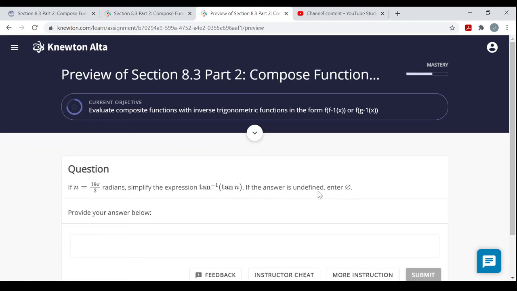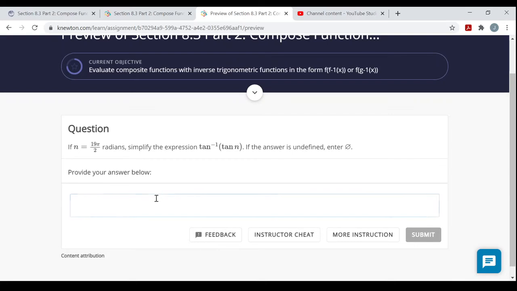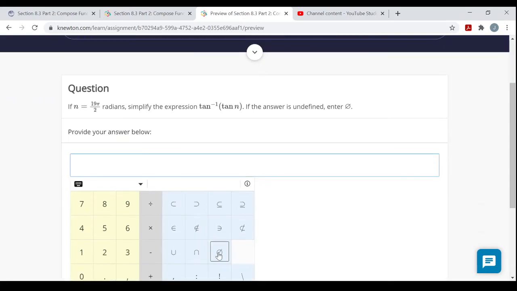So this is undefined. You cannot take the tangent of 19 pi over 2. So if it is undefined, we're going to enter this circle with a slash through it, like the empty set thing, and that's this guy right here.